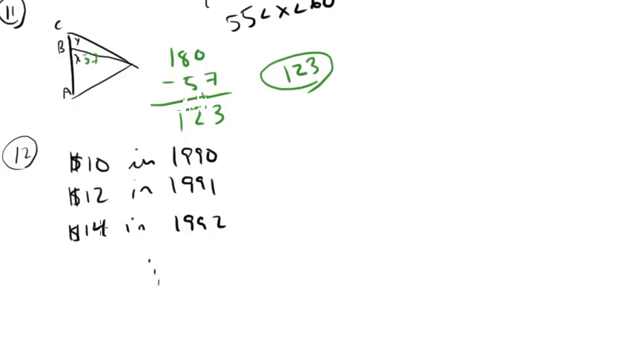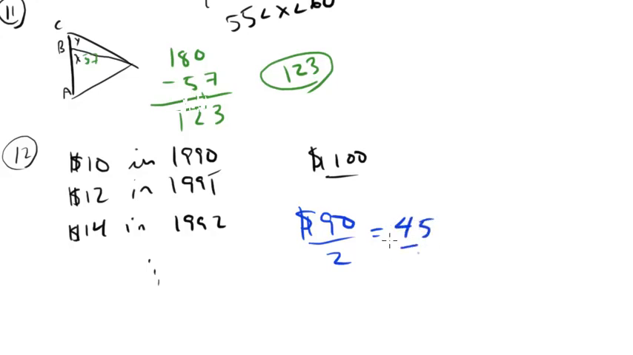Now, we could, in theory, write this all out, but that's going to take forever. Instead, we want to get to $100. How many increases is that going to be? From 10 to 100, that's a difference of $90. So we have $90 of increases. If it's $2 per year, that means 90 divided by 2, we're going to have 45 years in between.